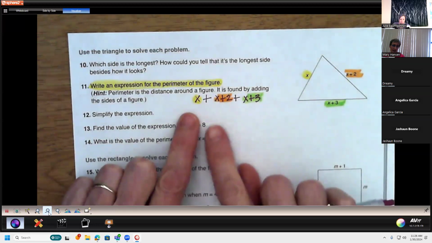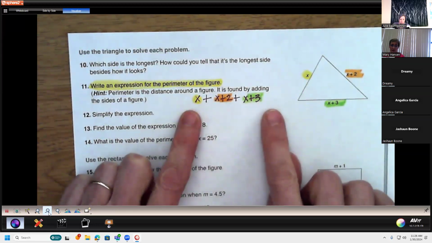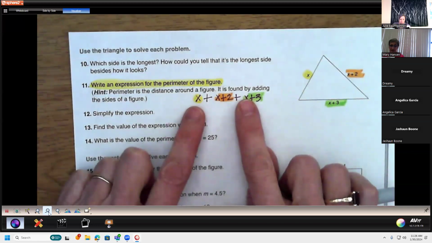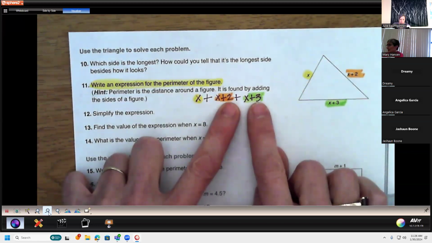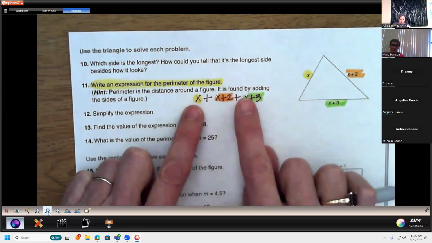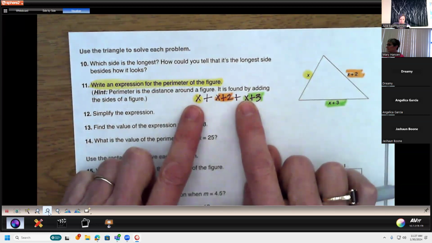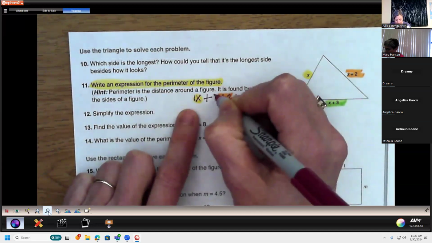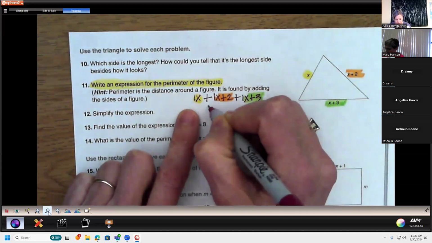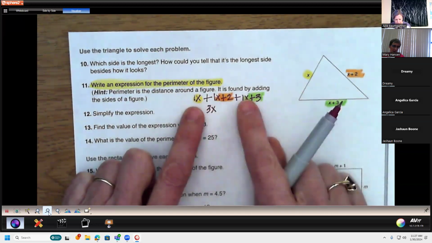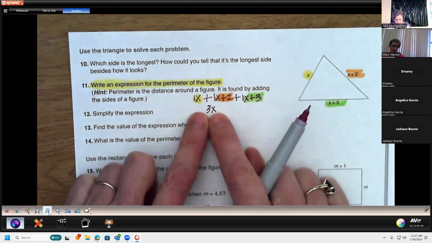I need to collect up all my terms that are alike, like x and x and x are alike, and 2 and 3 are alike because I can add 2 plus 3, okay? What is x plus x plus x? 3x. It is 3x. Good job. If you need, you can put a 1 in front of all of those, but there are 3 x's in my expression. There's 1 here, 1 there, and 1 there, which makes 3.